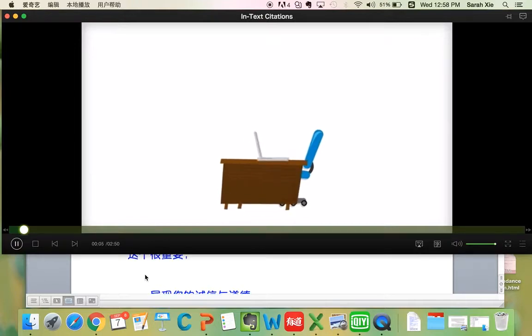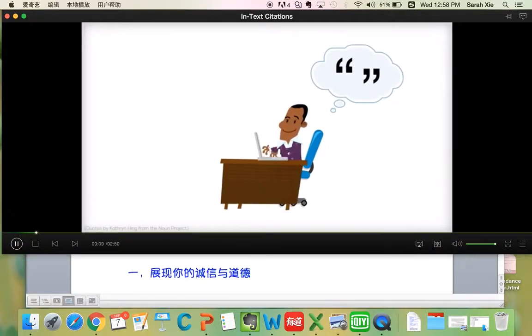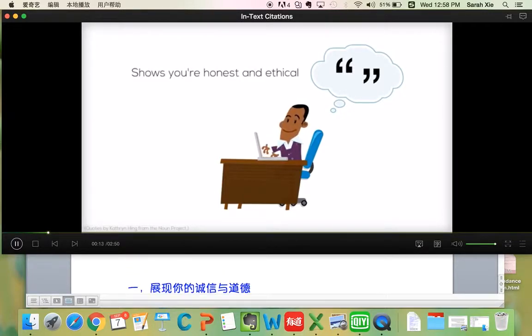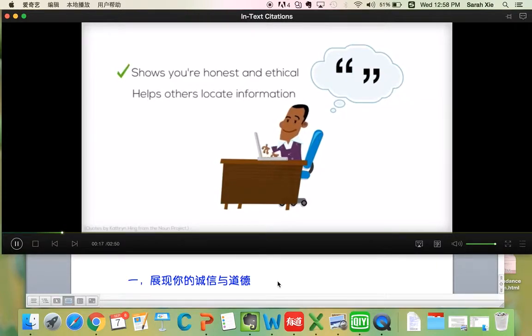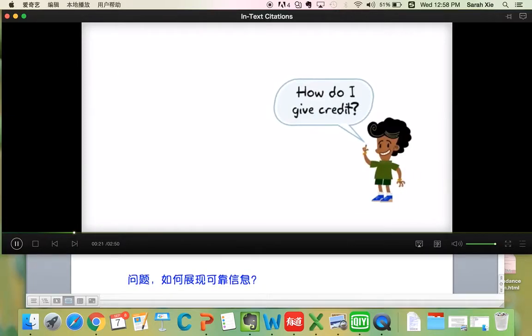When you write a research assignment, it's important that you acknowledge the ideas or quotes from other sources that you use, right when you use them. Not only does this show that you're an honest and ethical student, but it also tells the reader exactly where you found that awesome piece of information. So, how do you give credit to other sources in your assignments?